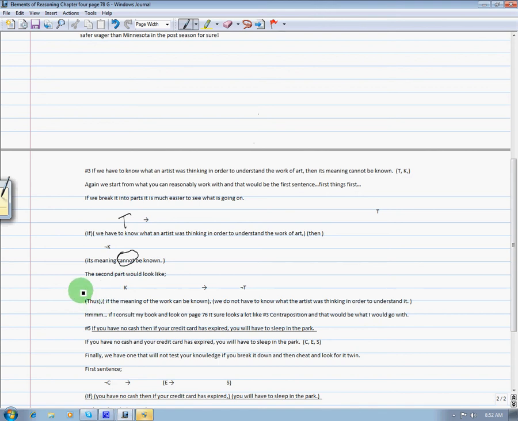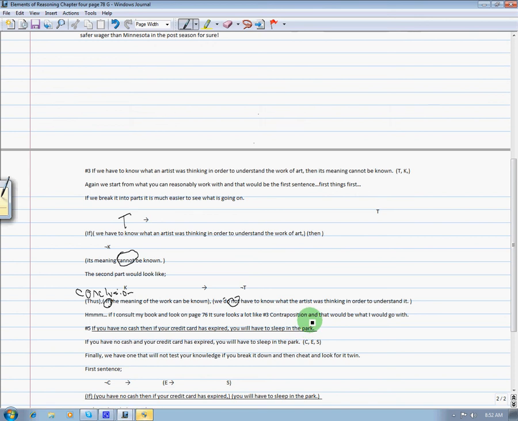The second part would look like thus, conclusion. I know that, mark it. If the work cannot be known, and I can again mark the meaning of the work K. If not K, then we do not have to know what the artist was thinking in order to understand it. Again, I have my not and not T. If I were to consult my book and look on page 76, it sure looks a lot like number 3, contraposition, and that would be what I would go with.